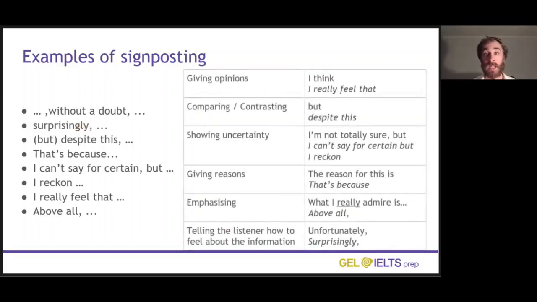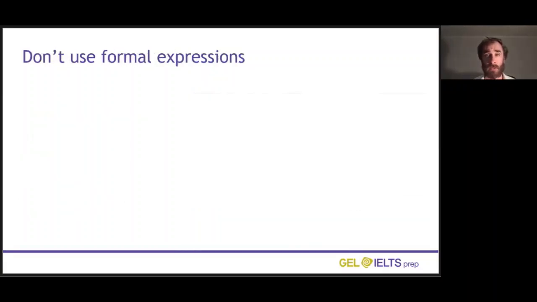So as we can see here, there are many different discourse markers for each of those functions, and you should try to learn as much as possible of this type of language. Some signposting language is formal, and some is informal. Formal signposting language is the type of thing you might see in an essay. Things like in conclusion, furthermore. These are formal. However, informal signposting language is much more appropriate for the IELTS speaking test.